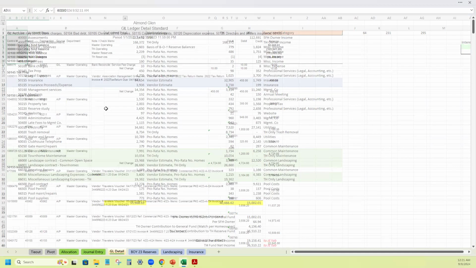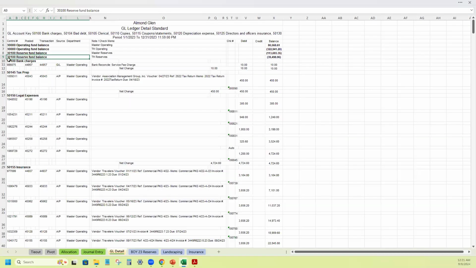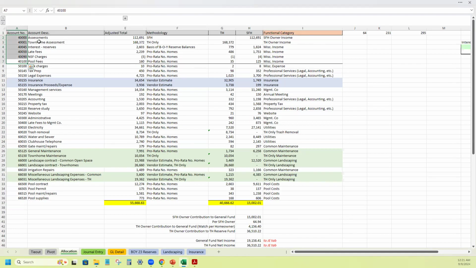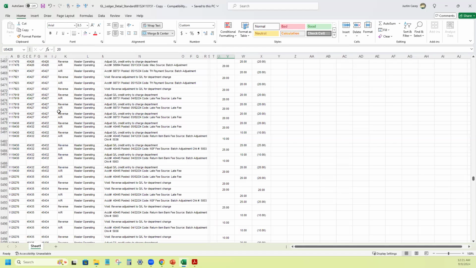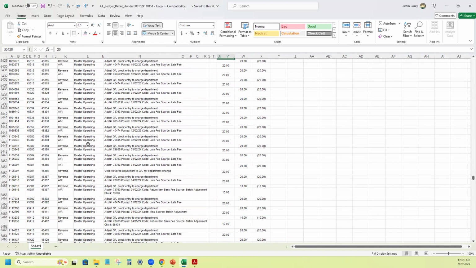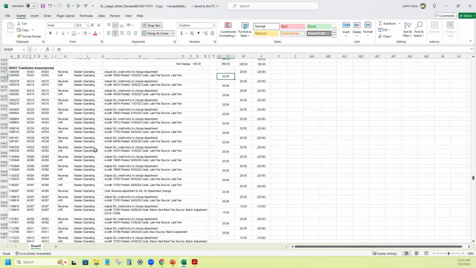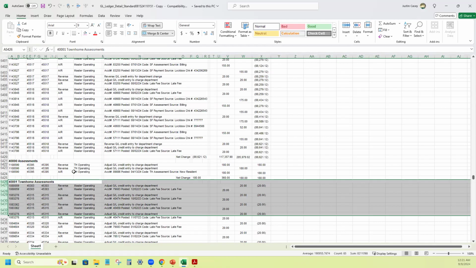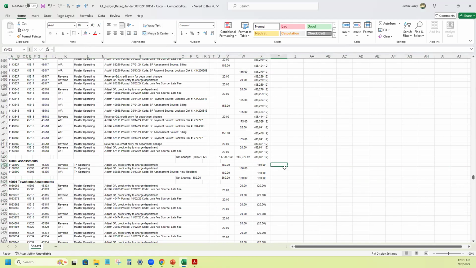You'll notice that the GL detail starts at account 5,000, and so it doesn't include the 4,000 series. So how do we know that the numbers being recorded to the 40,000 account or the 40,001 account are in fact coming from a townhome owner or a single family homeowner? My understanding of that is, I'll pull up some year-to-date information I have, which is through August 15th.